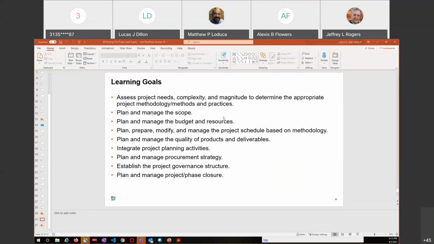Establish the project governance structure. We just talked about that today. A lot of that is out of your hands. As a project manager, governance comes down to you and says, this is the way you're doing things. So as a project manager, you need to know where it's coming from. But you probably aren't going to be setting these governance things in a project. You might be doing it in a program. You might be setting them for the projects, and maybe for the portfolio, might be setting it for the programs. Plan and manage project phase closure. We just talked about that. So this is kind of the high level of the project.